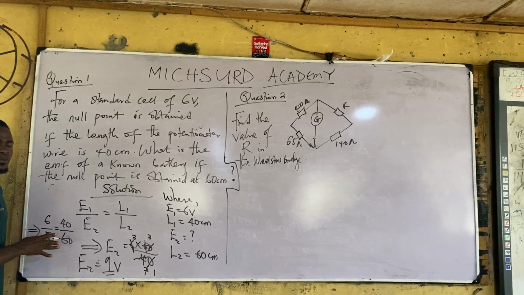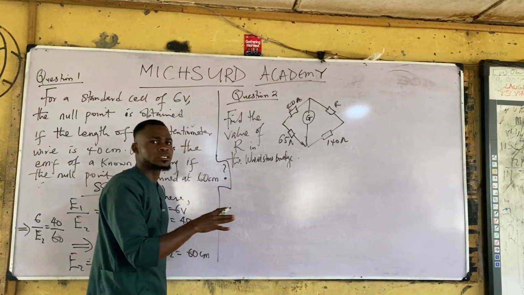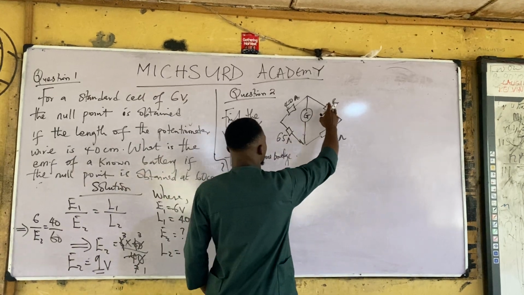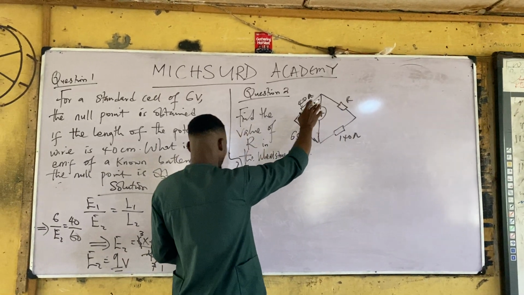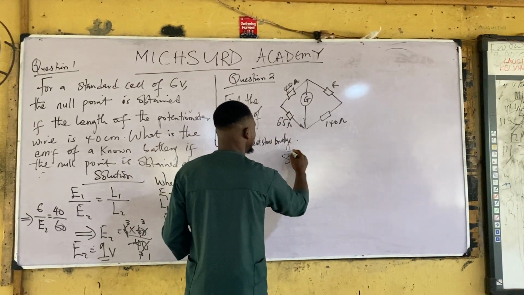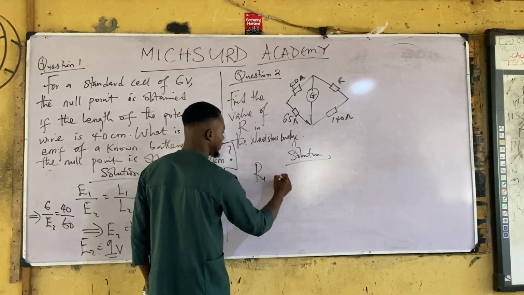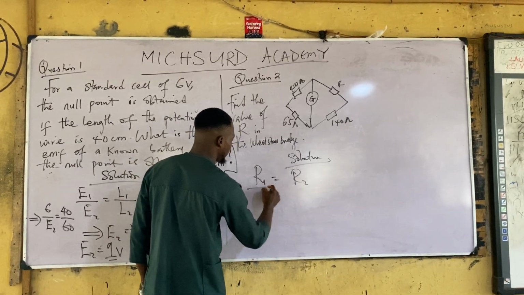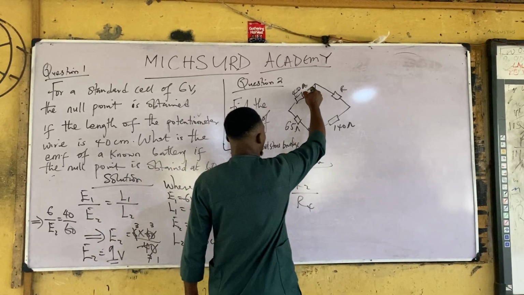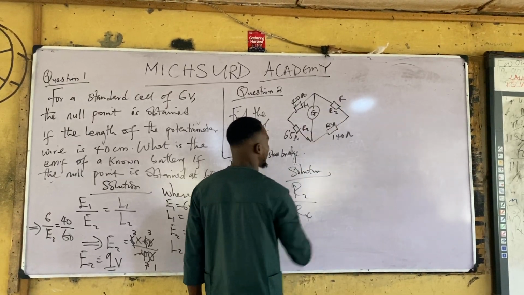Now, let's solve the next question. The next question talks about the Wheatstone bridge, and we want to get the resistance for this Wheatstone bridge. So from our solving, we are going to look at the relation for the Wheatstone bridge, where we have that R1 over R2 is equal to R3 over R4. So here is our R1, here is our R2, we have our R3, and we have our R4.